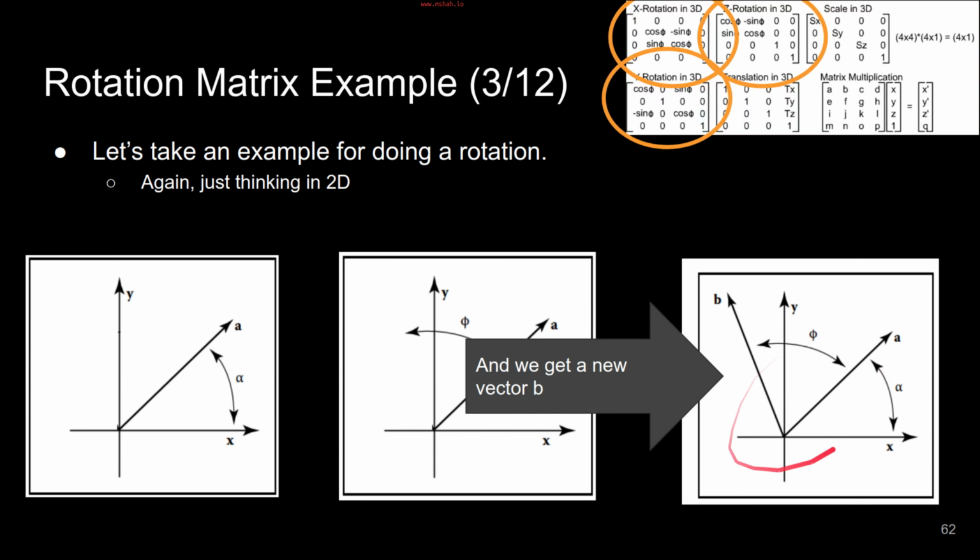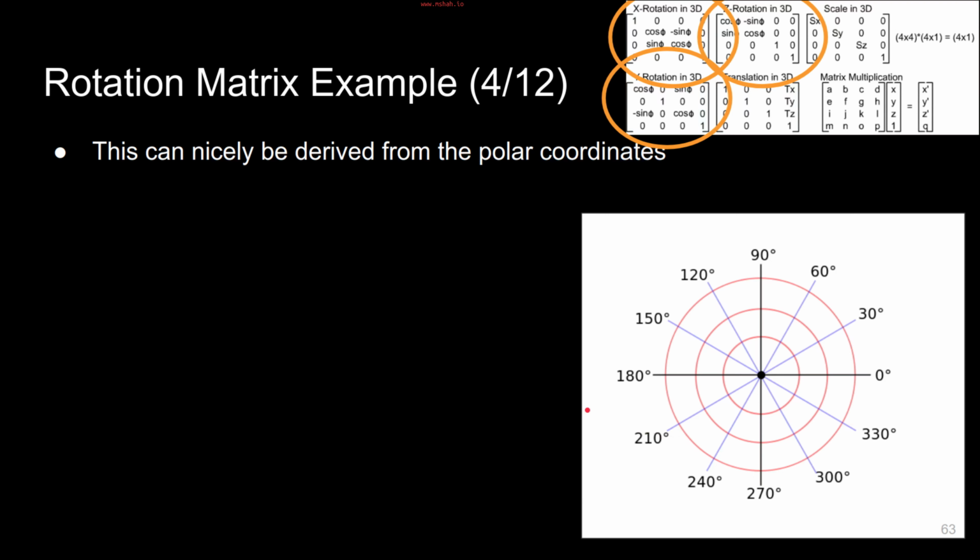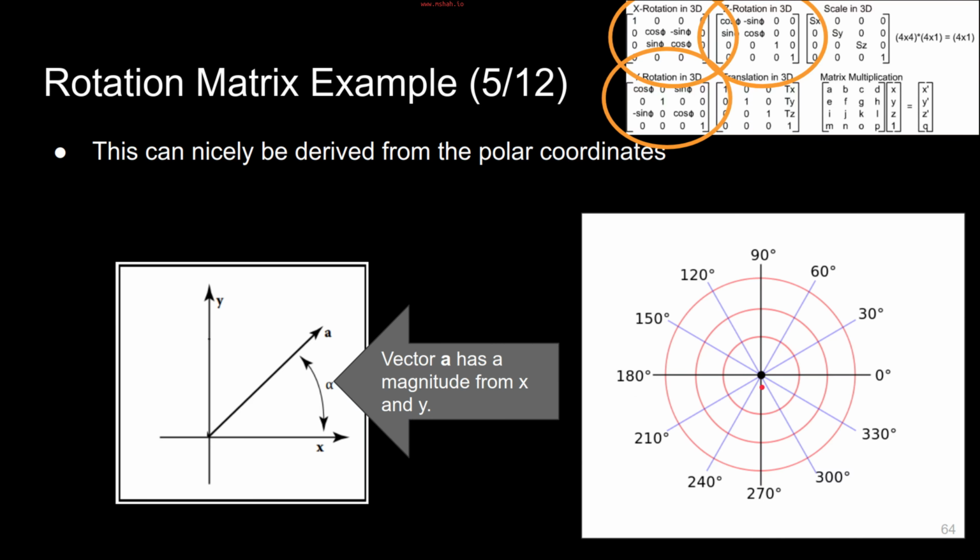Okay, and here's our new vector here. So we can derive these nicely when we think of things in polar coordinates. Remember, we talked about that there could be different coordinate systems. So polar coordinates is sort of like our cylindrical coordinate system. So again, vector A has a magnitude from X and Y, right? So this vector here has some magnitude. That looks like it's roughly like 1, 1 or something like that. So it's in this direction.